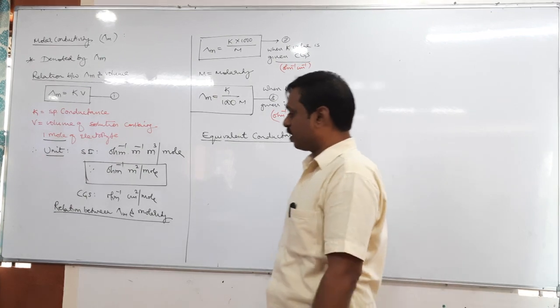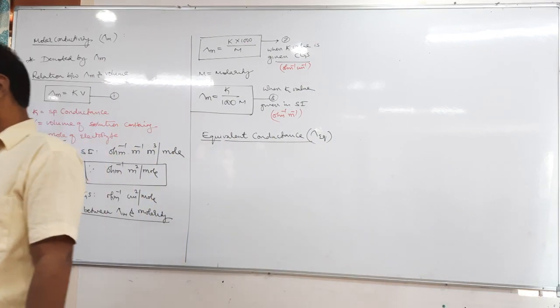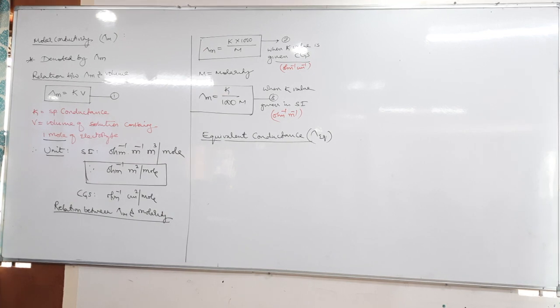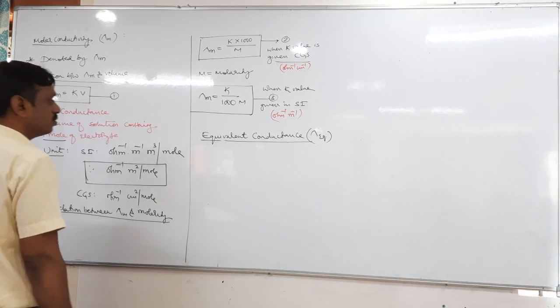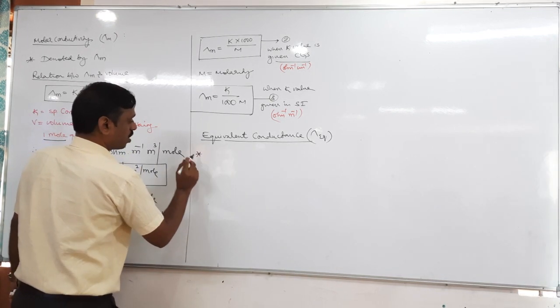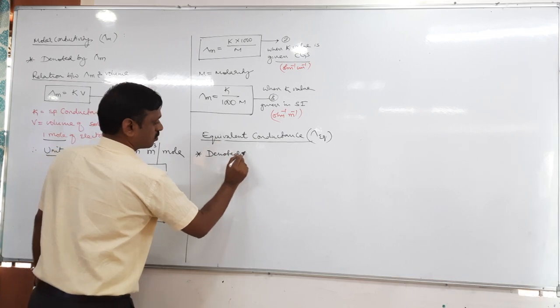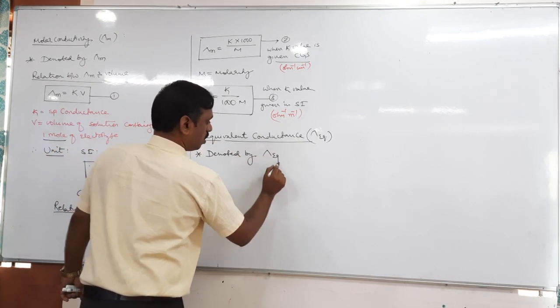The conductance of solution containing 1 gram equivalent of electrolyte in a given volume is called equivalent conductance. It is denoted by lambda EQ.